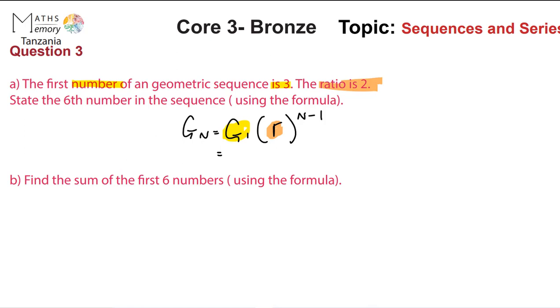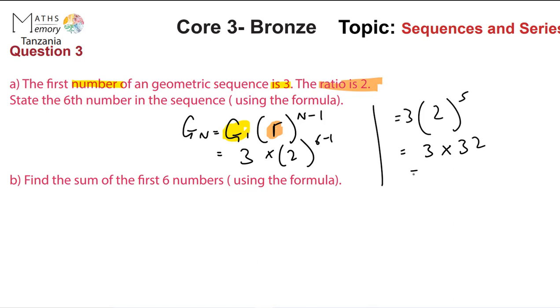We multiply each term by 2 in this progression. So it'll be 3 times 2 to the power of 6 take away 1, which is the same thing as saying 3 times 2 to the power 5. Let's do the indices first. For BIDMAS, indices come before multiplication, so 2 to the power 5 is 32. 3 times 32, the answer is going to be 96, so the 6th term in this sequence.